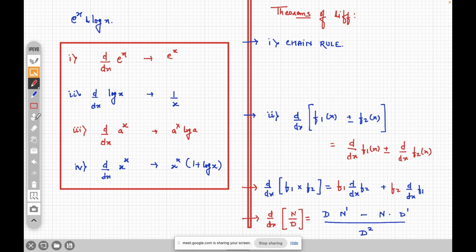And the chain rule, please. Chain rule states that if you have to differentiate a function with respect to x, but the function is in the form of y, then you write the differentiation of the function and you add a line dy by dx. I'll explain these four theorems with examples. Please note them.